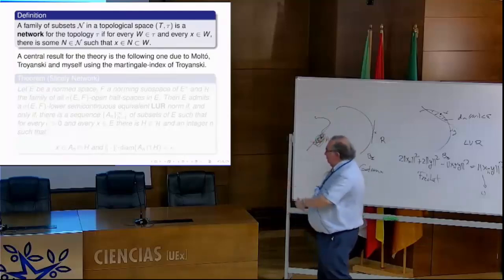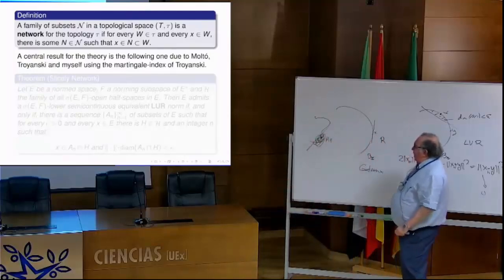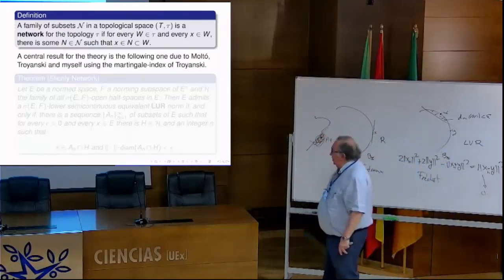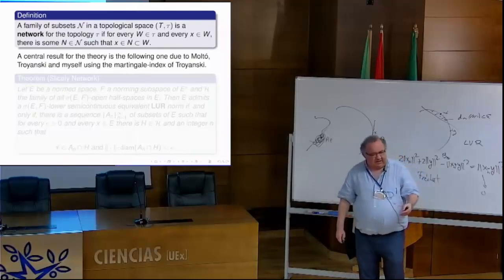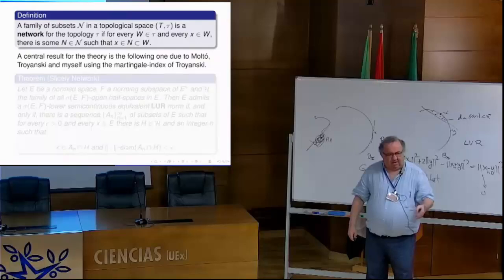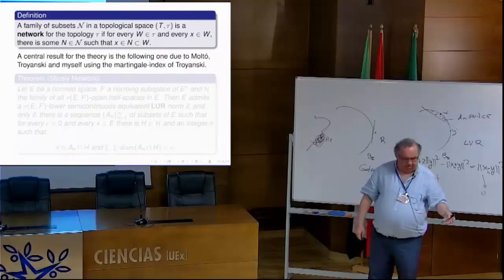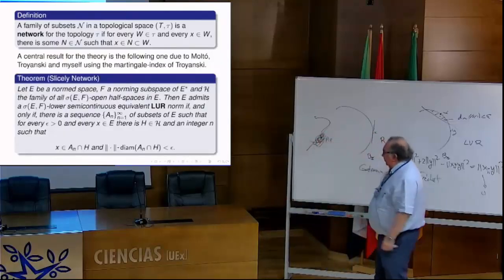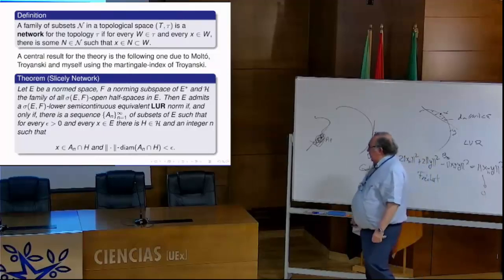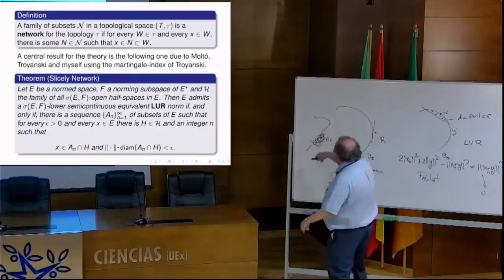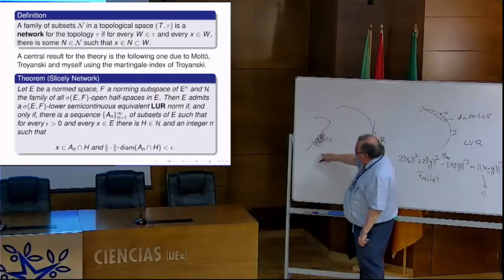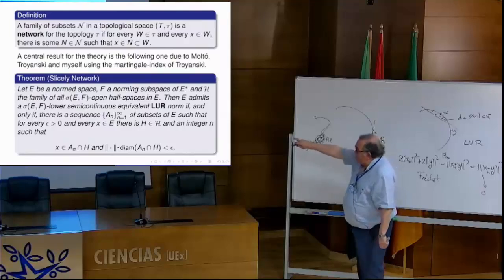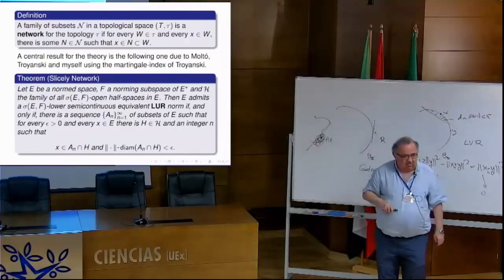In order to get a feeling for the way of proving, let me recall the definition of a network. A network is a family of sets which acts like a basis of neighborhoods, but the sets are not necessarily open. This is a network. And a Banach space is LUR-renormable if and only if it has these things, but with a diameter condition instead of countably many. The first theorem was this one.